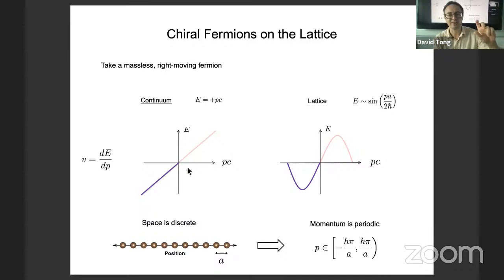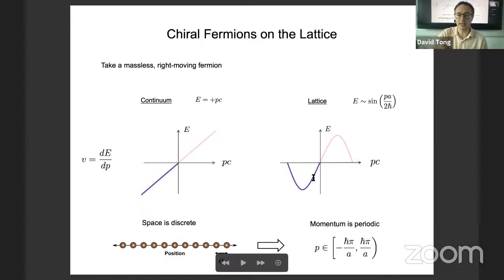The zeroth-order fact in your first quantum mechanics course is that if space is periodic, momentum is discrete. The Fourier transform of that statement is basically Bloch's theorem: if space is discrete, the momentum is periodic. What that means, for our chiral fermion, is that the dispersion relation, again a function of energy versus momentum, now has a momentum axis that is a circle. Momentum of pi over a is identified with momentum of minus pi over a.